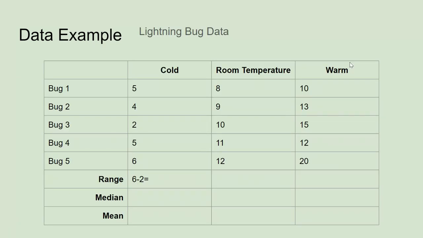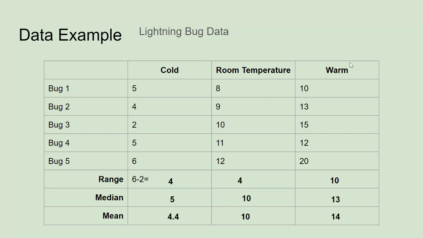Here's an example with some data. You could take some time to calculate the range, median, mean for this data, but I'll go ahead and show it to you and tell you how I would have gotten that. So for the range, I would subtract the highest number minus the lowest number to get the range.